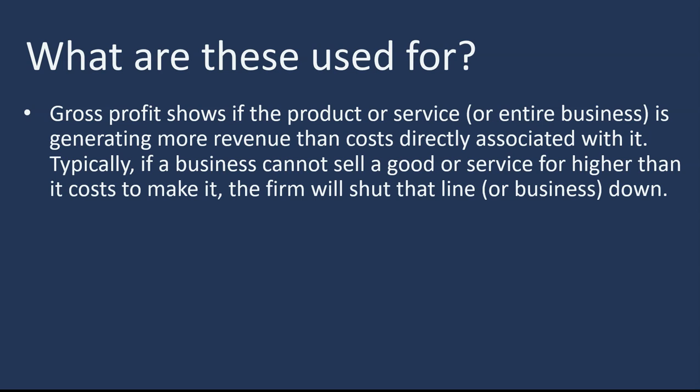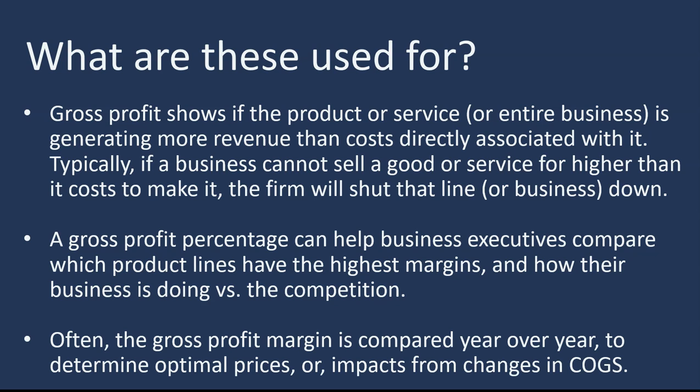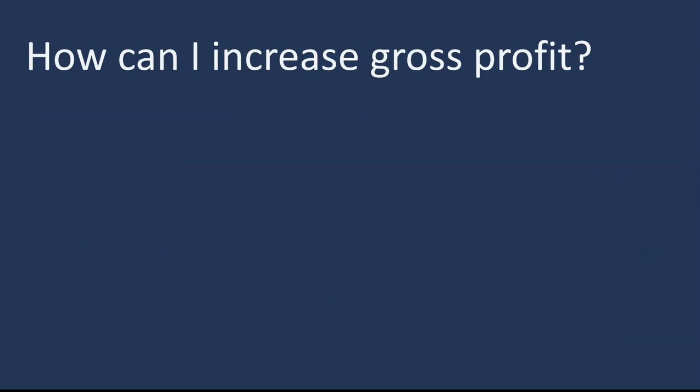Now we can go into how contribution margin works and other managerial accounting techniques, but for the most part, if you're not going to be able to make a product for a profit, you probably are not going to continue to produce it. And a gross profit percentage can help business executives compare product lines with different margins and how their business is doing versus the competition. Often the gross profit margin is compared year over year to determine optimal prices or impacts from changes in cost of goods sold.